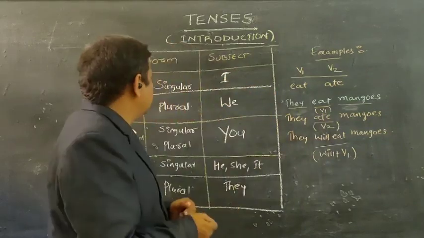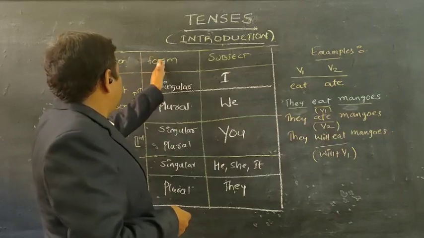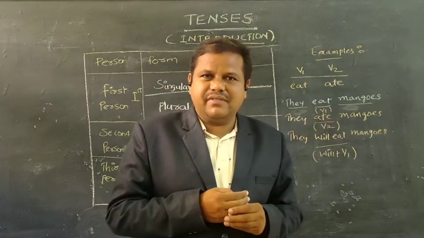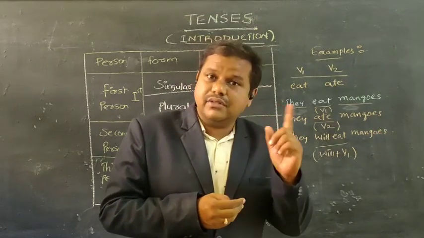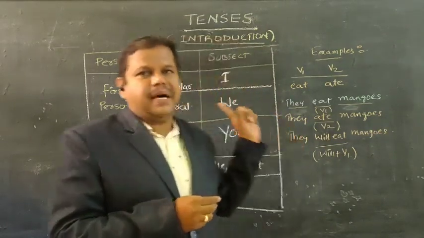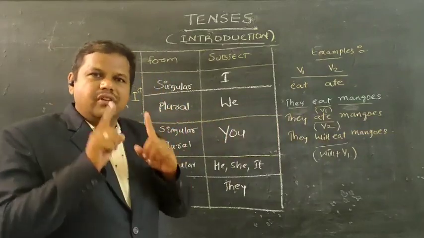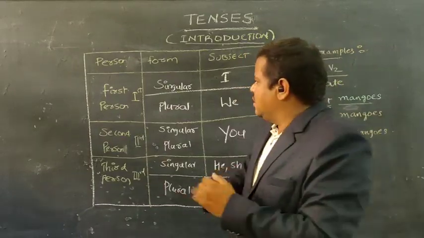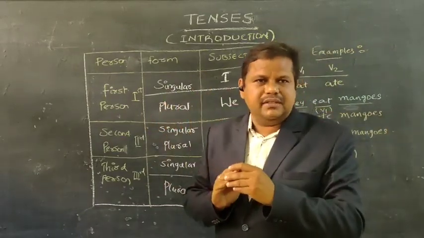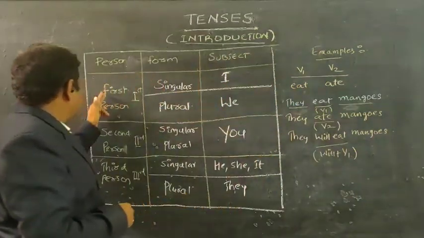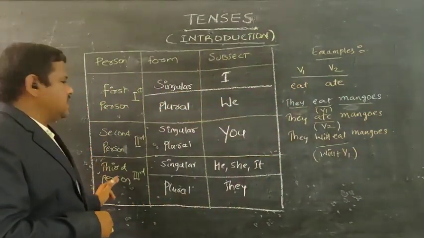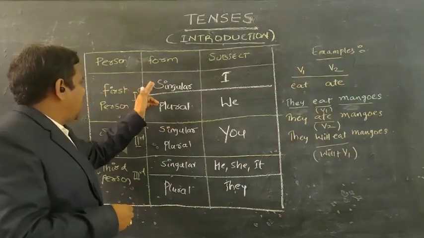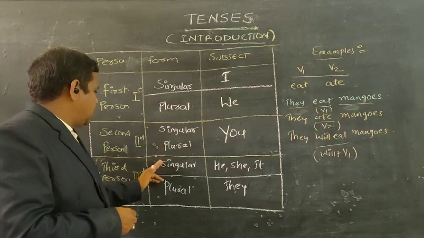Now, see students, these are called person, form, and the subject. In the pronouns, I explained that pronouns are very important when you want to write sentences, nouns and pronouns. These are called personal pronouns. So, when you want to write sentences using the tenses, this particular table is very important, right? So, there are three persons: first person, second person, and third person. You know very well, and you have learned in your previous classes, the forms of singular and plural.